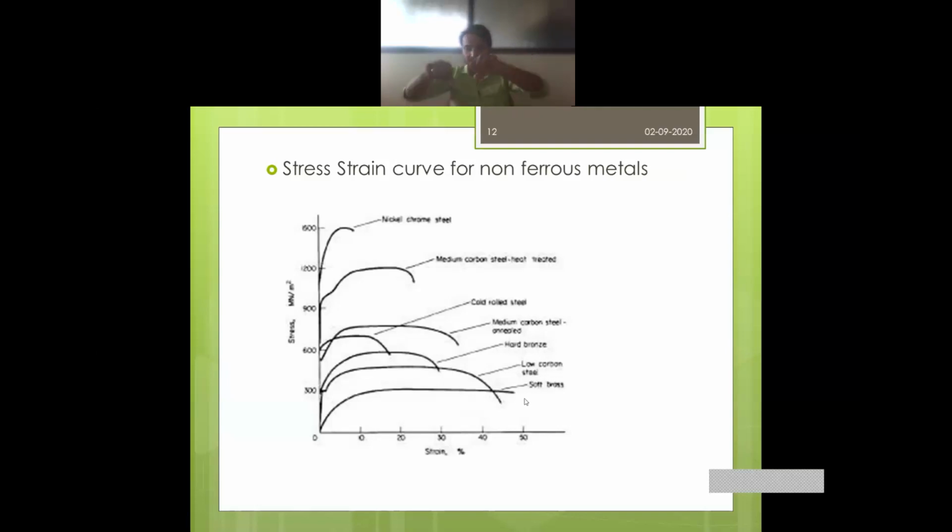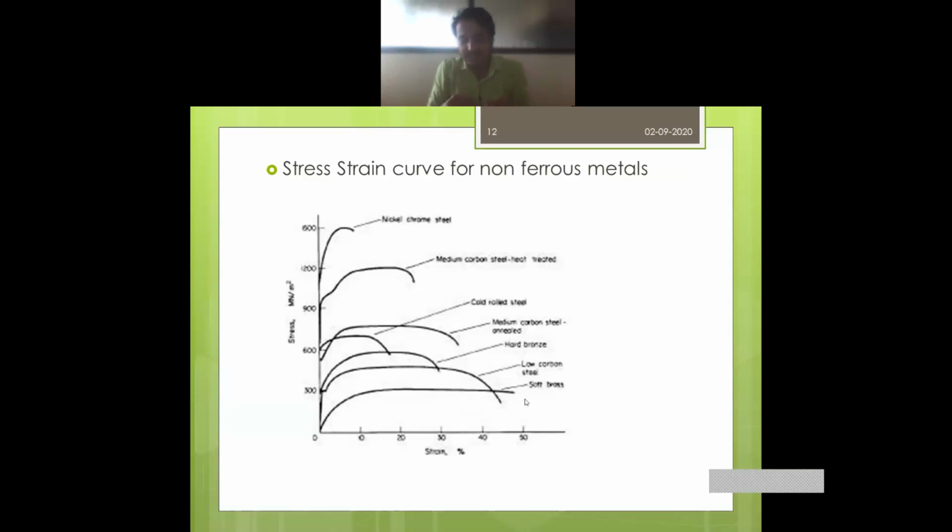If this is the length of my member, it will strain up to 50% extra. This much it will become. It will become from this length to this length. But your nickel, it will just do this much. A small minute deformation will take place and it will fail.